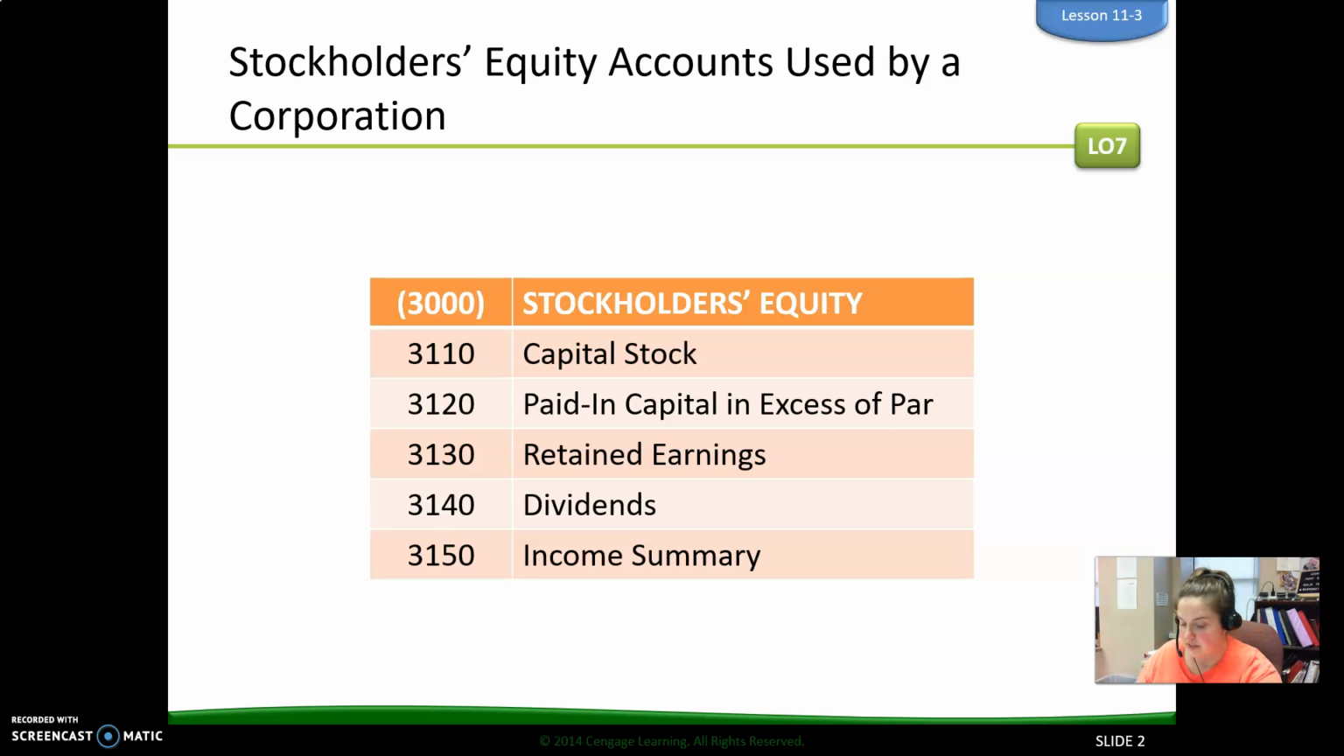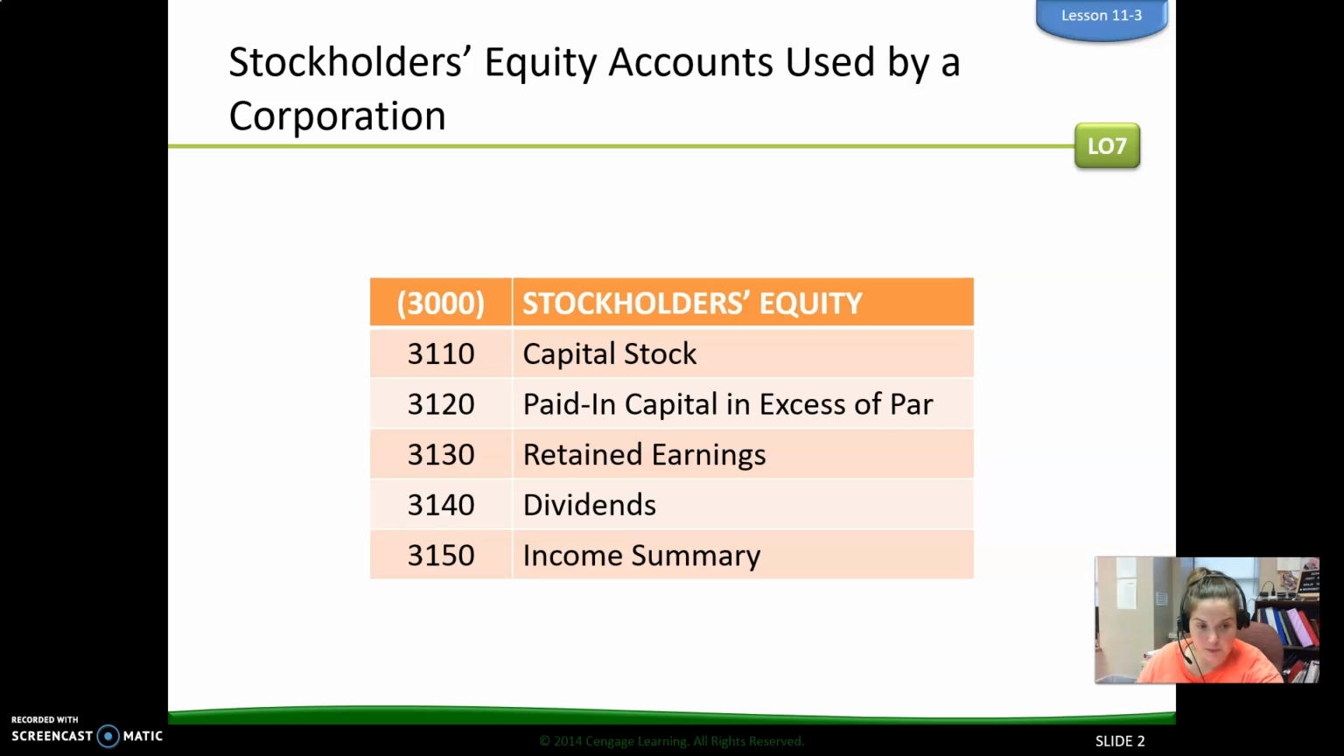Most corporations have many stockholders. It is not practical to have a separate account for each owner in the business. Instead, a single owner's equity account titled Capital Stock is used for the investment of all owners. So that top account there, the 3110, is the account that the investors use for the investment of all the owners. Net income, or when a business earns money, increases the corporation's total stockholders' equity.